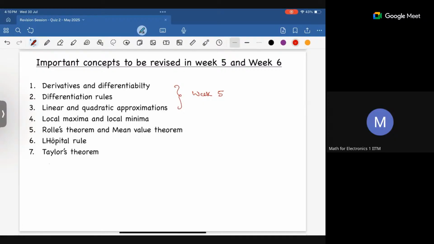And then more applications we'll see in week 6. Right, so you should know how to find the local maxima and local minima of any given function. So what are the conditions for local maxima, conditions for local minima, and how do we compute them? That is one application, and then we slowly see little abstract theorems like Rolle's theorem and the mean value theorem, which will help us to understand Taylor's theorem, and then our very own favorite L'Hopital's rule. So these are all applications of derivatives, and these will cover week 6.